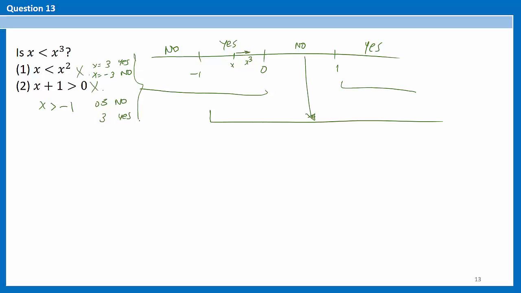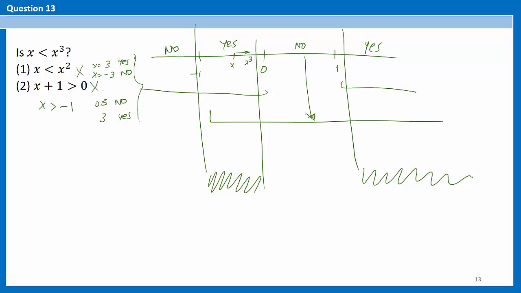Now both together must work with the intersection. Now, the intersection of the areas are these two segments, this one and this one, right? Greater than 1, which answers yes, and between -1 and 0, which also answer yes. So together, even though they are both different areas, they both answer yes. So I would say letter C. Together they are sufficient.